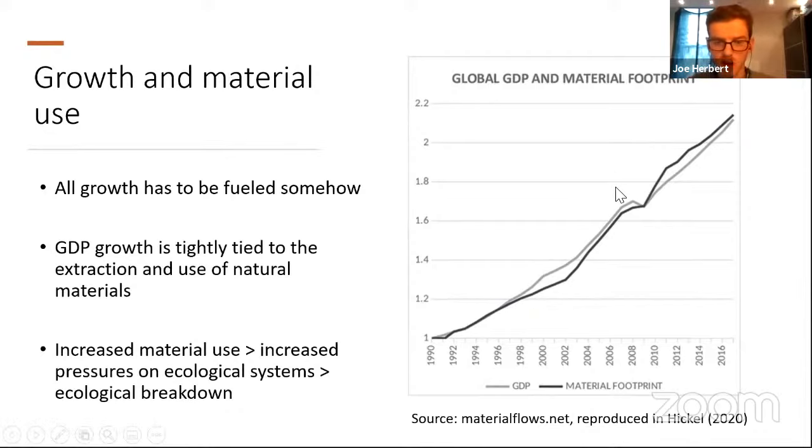And you can see that in the space of this graph, from 1990 to 2016, there's a really close relationship between the change in global GDP and the change in material footprint. And basically, what this represents is an increasing use of materials, which then puts increasing pressure on various ecological systems, eventually triggering processes of ecological breakdown. So this is just a first indicator of some of the ecological impact of growth.